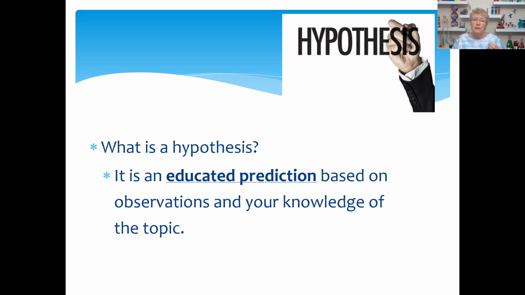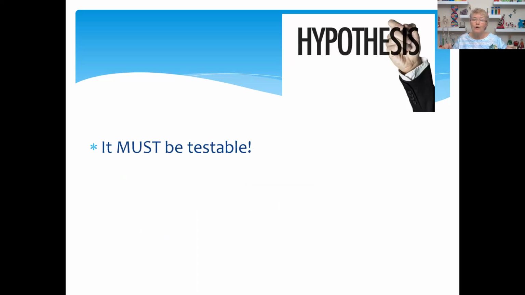Now, there's a couple of really important details about a hypothesis. It has to be testable in order to be useful. That means that we have to be able to do an experiment to see whether it's true or false. For a hypothesis to be testable means that it's possible to make observations that either agree or disagree with it. If it can't be tested, it's not scientific, right? It's not a good hypothesis.